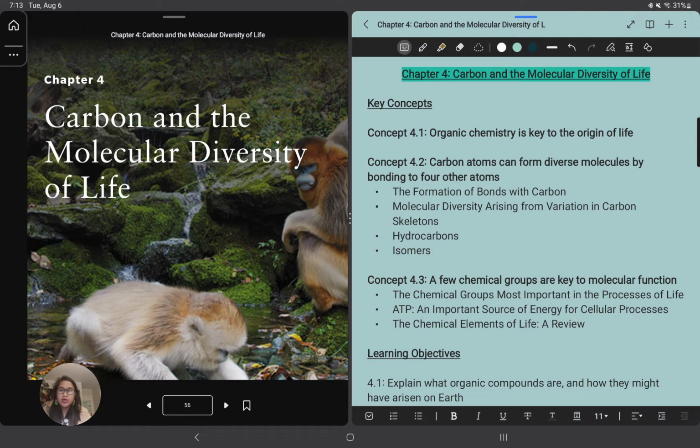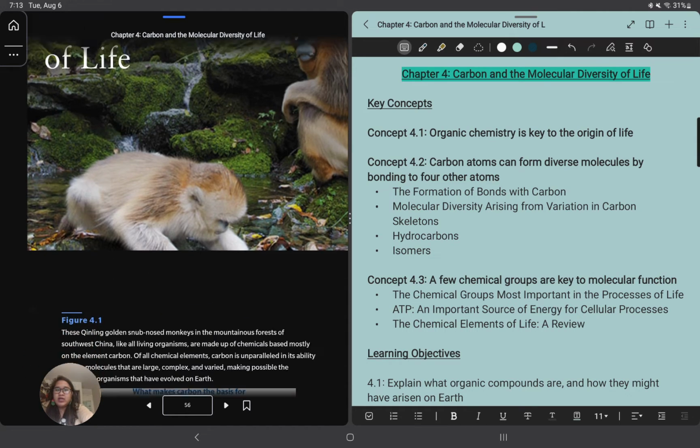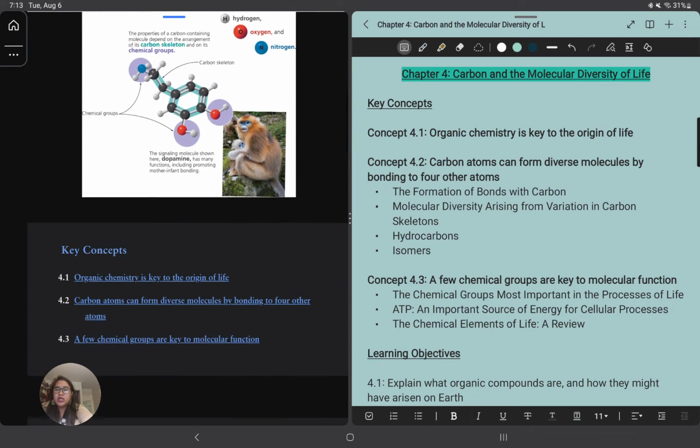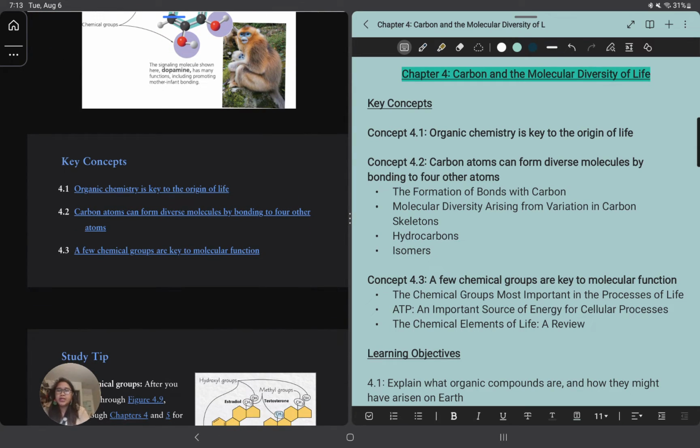This video will be going over chapter 4, Carbon and the Molecular Diversity of Life. And I have the key concepts written here for you, and we're just going to go over them real quick. Concept 4.1, organic chemistry is the key to the origin of life. Concept 4.2, carbon atoms can form diverse molecules by bonding to 4 other atoms. And concept 4.3, a few chemical groups are key to molecular function.